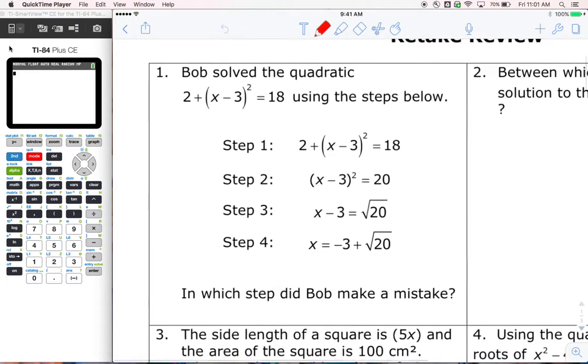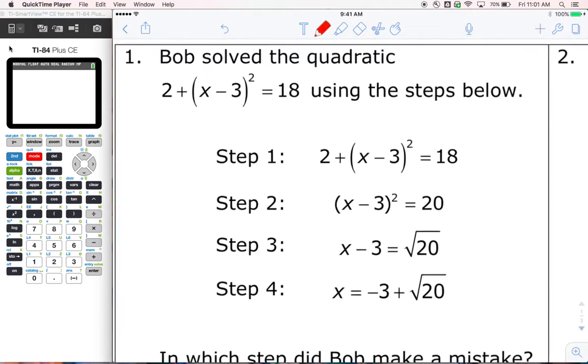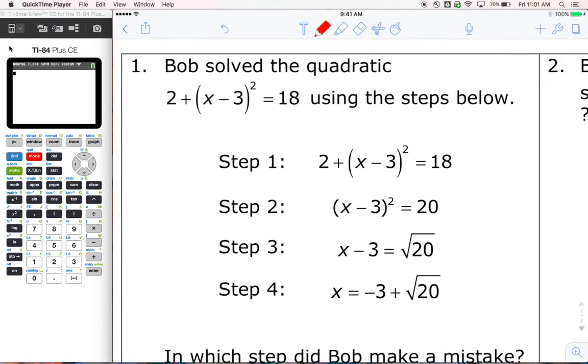Bob solved the quadratic, and it gives it to you here, using the steps below. In which step did Bob make a mistake? Okay, well, let's check it out. Step 1, he just rewrote the equation. Step 2, it looks like the 2 is gone and the 18 became a 20.